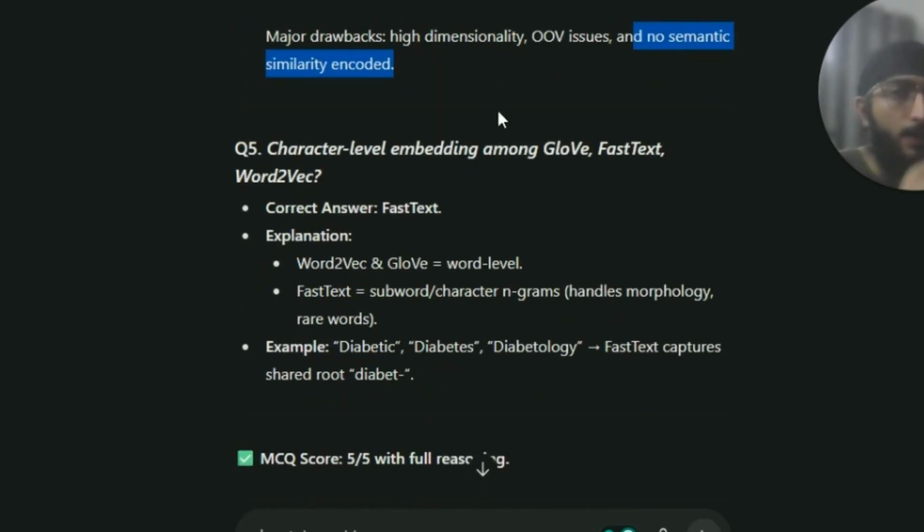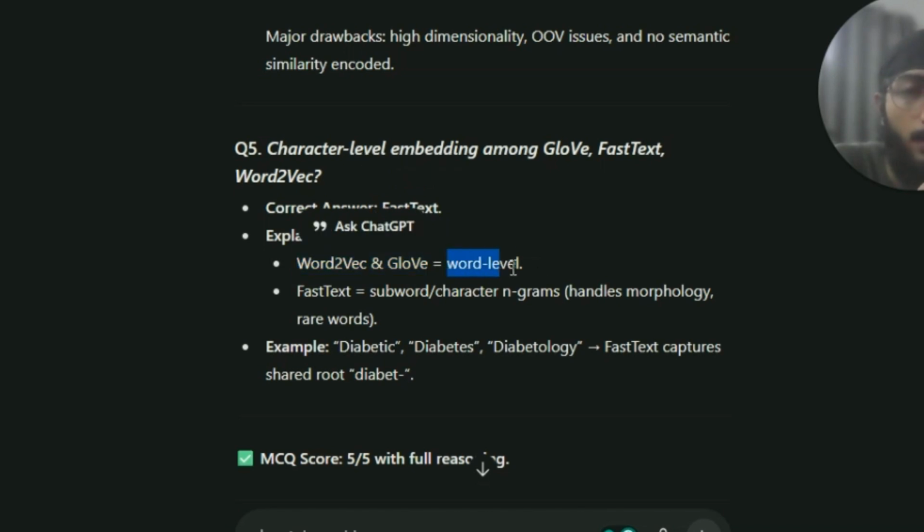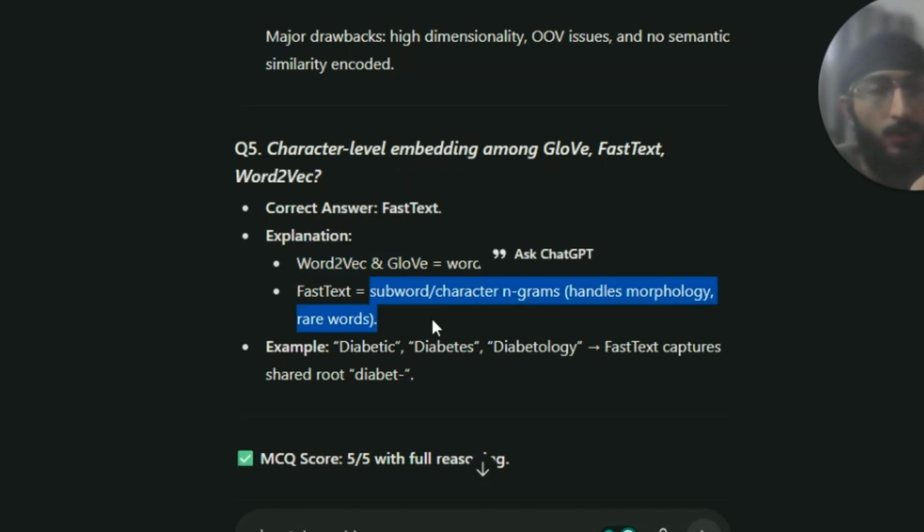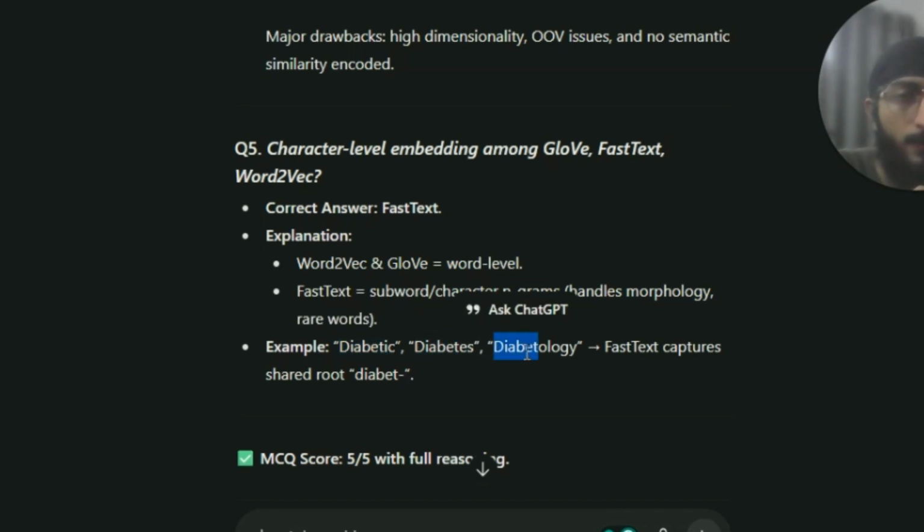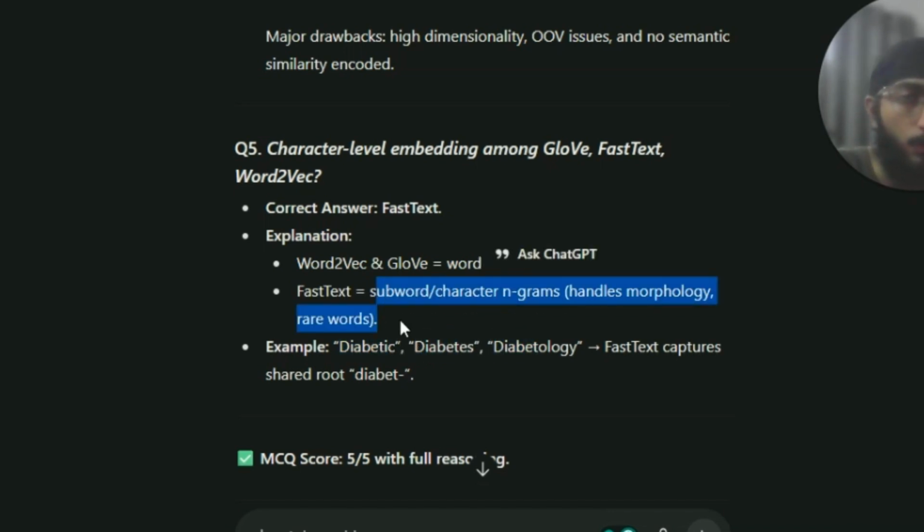Then character level embedding among GloVe, FastText, and word2vec. So the answer is FastText. Word2vec and GloVe are word level, while FastText is subword, character n-grams, and handles morphology and rare words. Example: diabetic, diabetes, diabetology. FastText will be able to capture the shared root, diabet, right? Since diabet is common in all of these. So it gets the subword or the character n-grams up to a few letters, right?